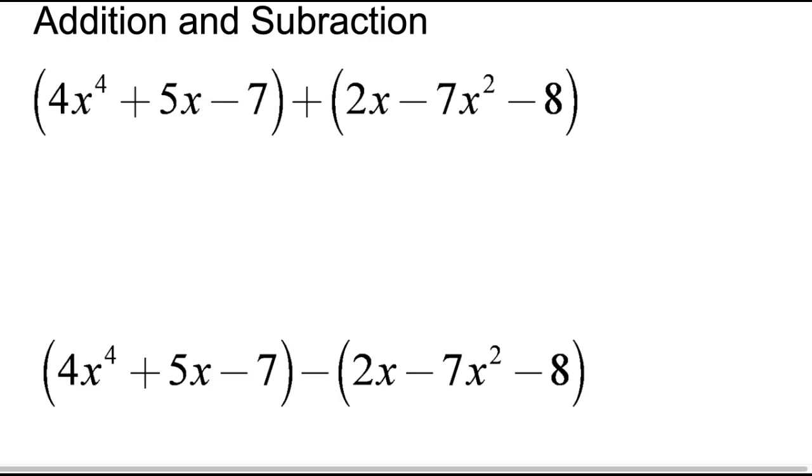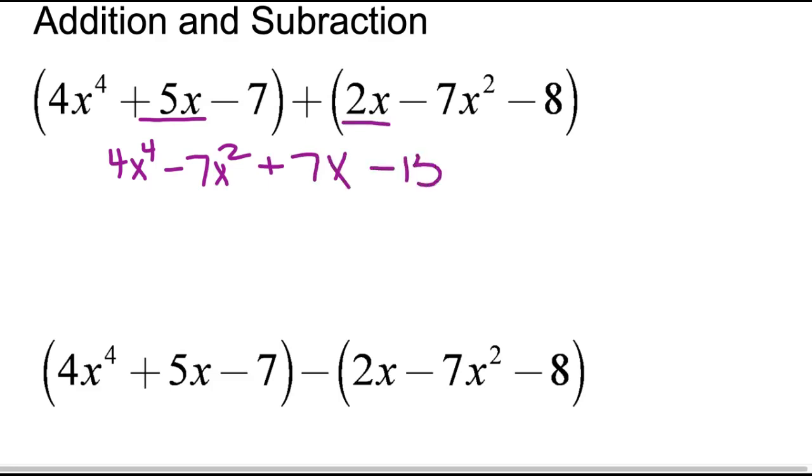So if we add those, we just have to combine like terms. There's only 1 term to the 4th power. There are no cubic terms. There's 1 term to the 2nd power, so minus 7x squared. Here's a couple like terms right here, so we combine those to make 7x. And the constants combine for a total of negative 15. So now that turned into a 4th degree polynomial. So just combining like terms really.